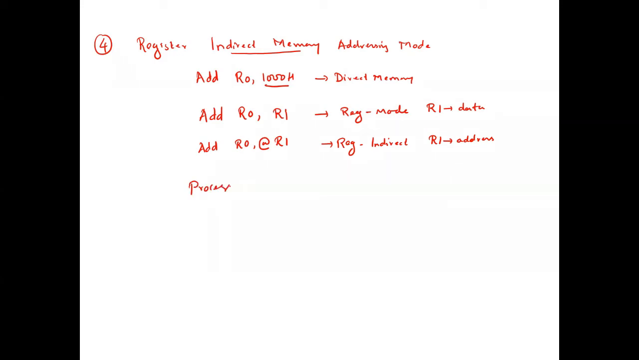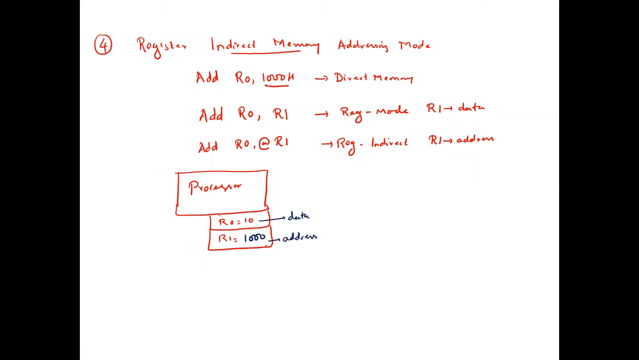Say for example, this is the processor, and we have shown here two registers. So I will write R0 as 10, and here I have written R1, which is 1000. Now this 1000 is not the value. I will use a different marker. This 1000 is an address and this is data, right? Now where is this 1000? So here we have a program memory.